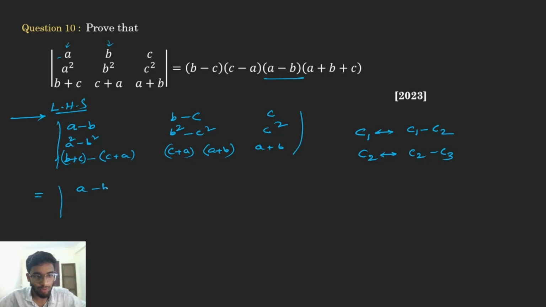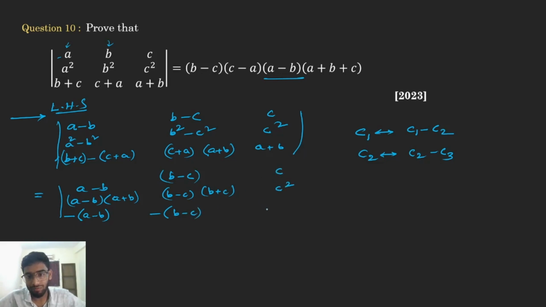So now see, it is A minus B. It can be written as A minus B into A plus B, and this is actually B minus A. So we can write it as minus of A minus B, because we are interested in taking A minus B common. It is B minus C, it is B minus C into B plus C. It is C minus A, but if we take minus common, it will be minus B minus. Here it is the same.